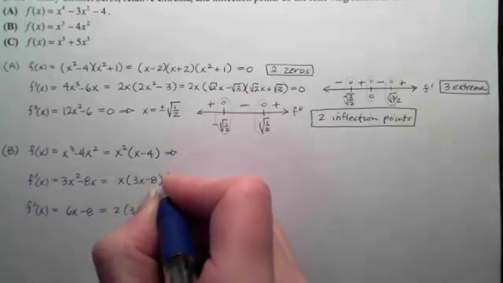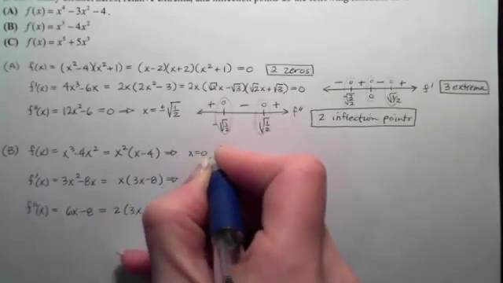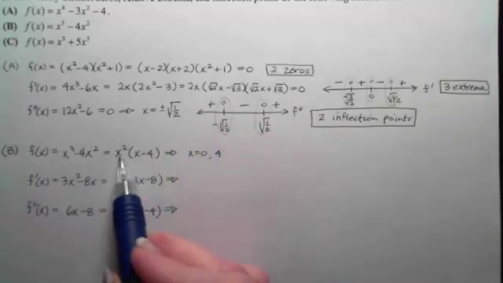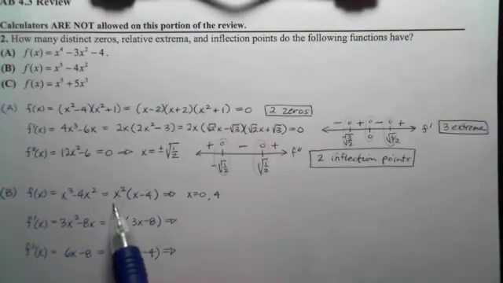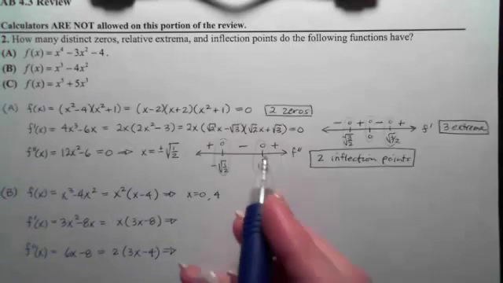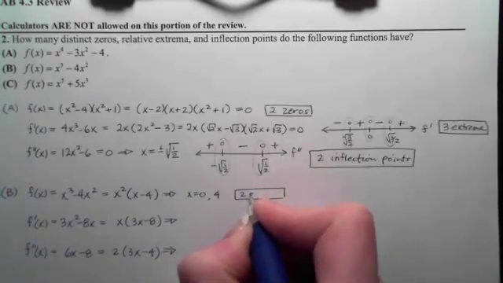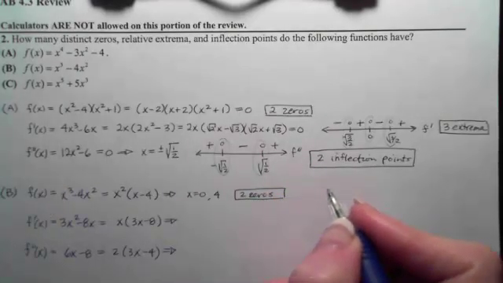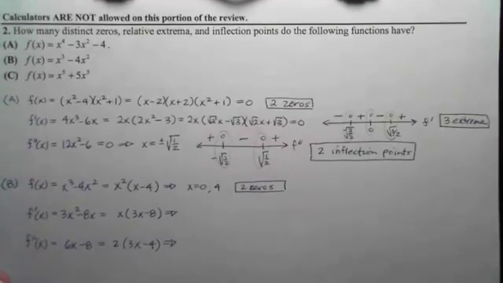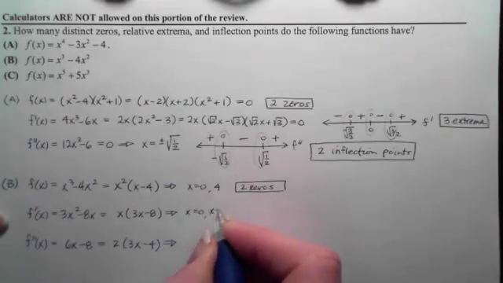This one, I have zeros at 0 and at positive 4. Notice 0 is a double root, but the question asked for distinct roots, so that means the ones that are different from each other. So we only get 2 zeros, even though the original power was 3. We only ended up with 2 real zeros, I should say. Then for f prime, we have x is 0 and x is 8/3.